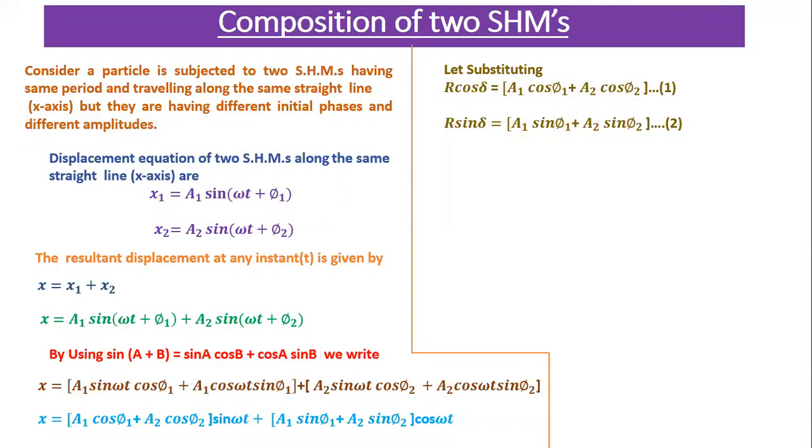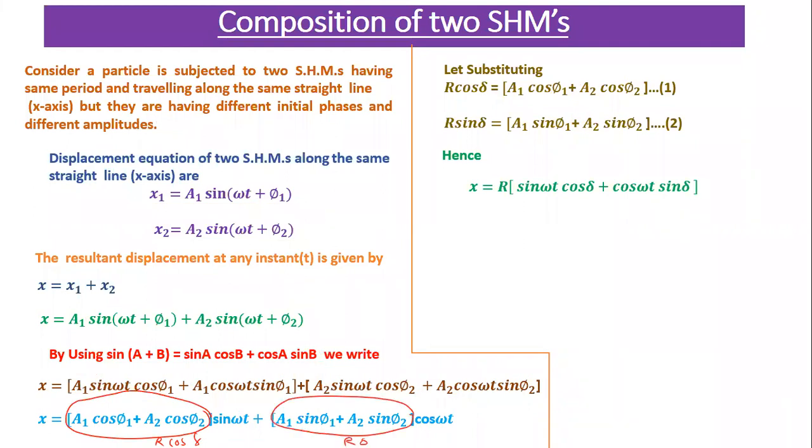Then after that, we get the equation. Instead of this bracket, we substitute r cos delta, and instead of this bracket, we substitute r sin delta. Then we get a formula. We can take r common from both sides, and we get the equation: x is equal to r in a bracket, sin omega t cos delta plus cos omega t sin delta. So this equation we get.